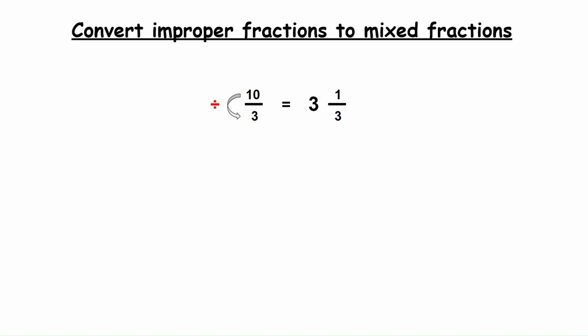Let's try another one. This time we're going to convert the improper fraction 27 over 4 into a mixed fraction. So we need to divide the numerator by the denominator. So how many times can 4 fit into 27? Well, what can we multiply 4 by to get as close to 27 as possible?